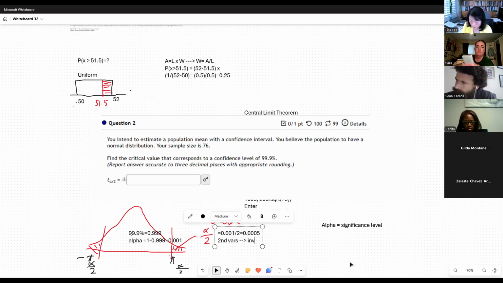Select the inverse INV with a T. Okay, inverse T for the T distribution. And so I will select the number 4, enter. And the screen will pop out and ask you, what's the area you have here? Your bounding area. So you can type in this 0.0005, right?